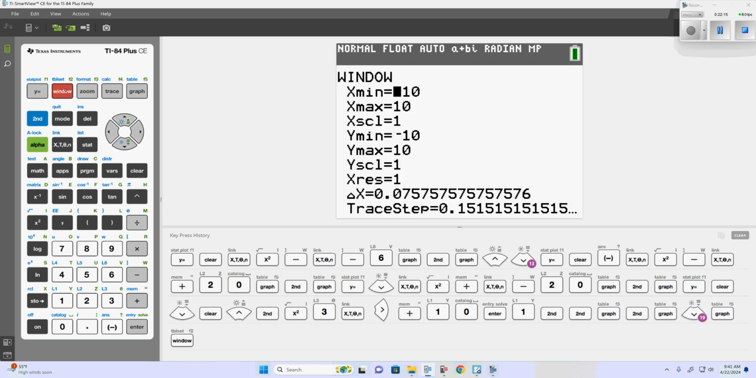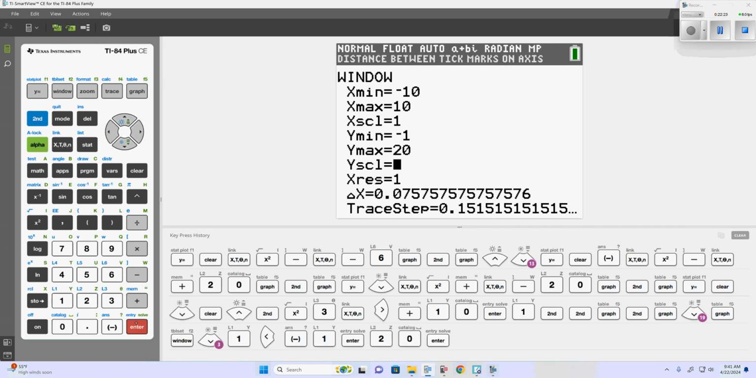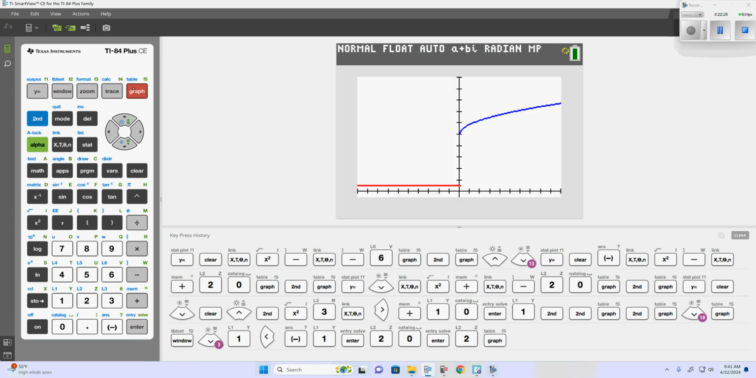Window, let's go. Negative 1, 2, 20 by 2s. They don't get anywhere near each other. There is no solution.